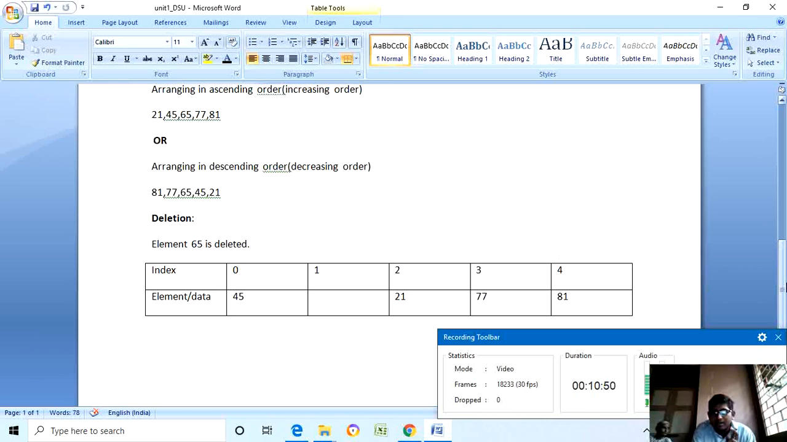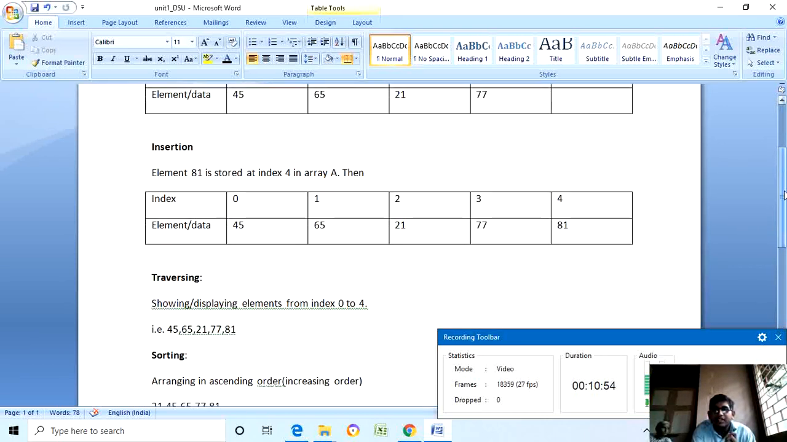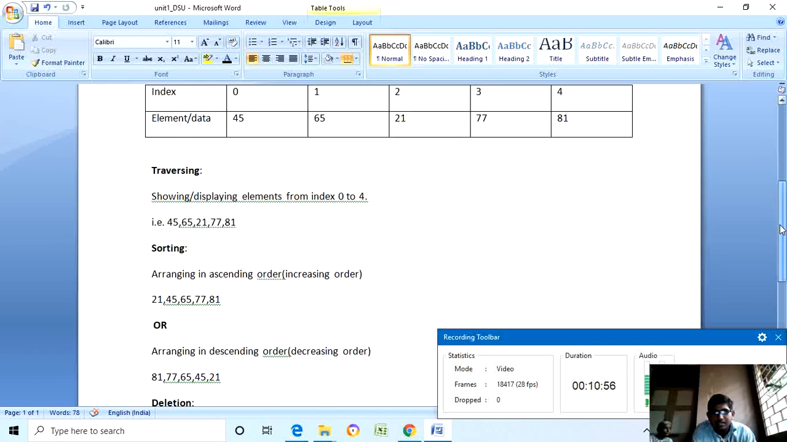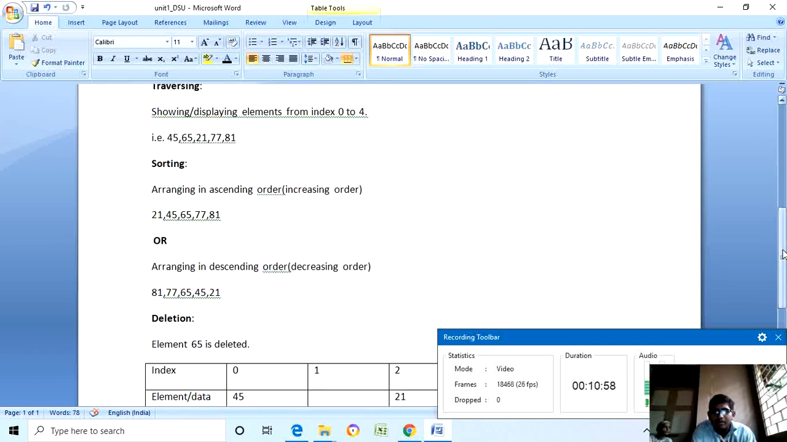So in this lecture we have seen different operations on a data structure. In the next lecture we will identify searching techniques.